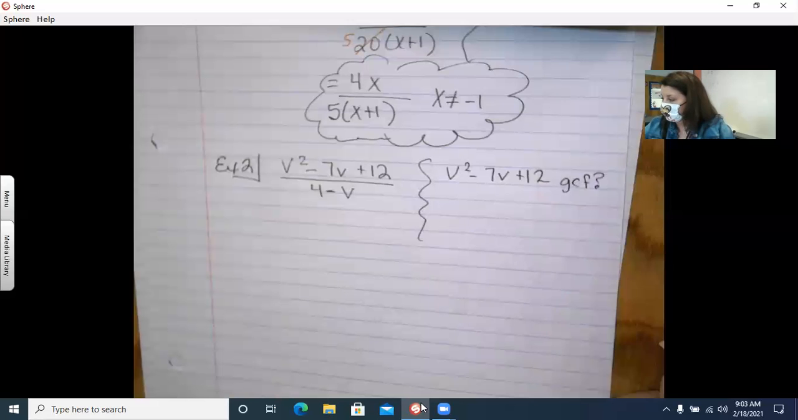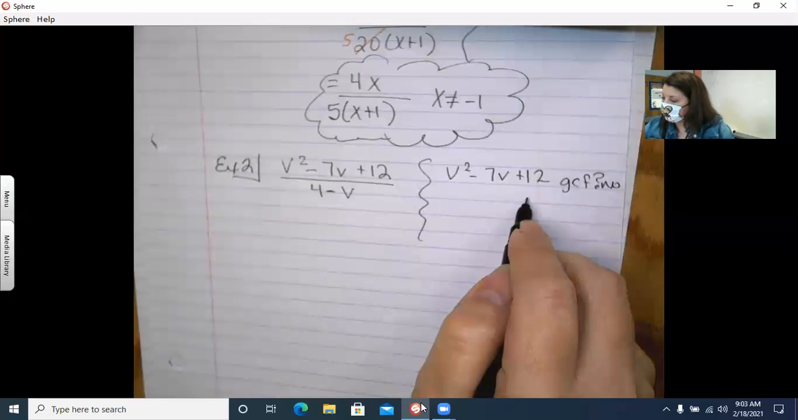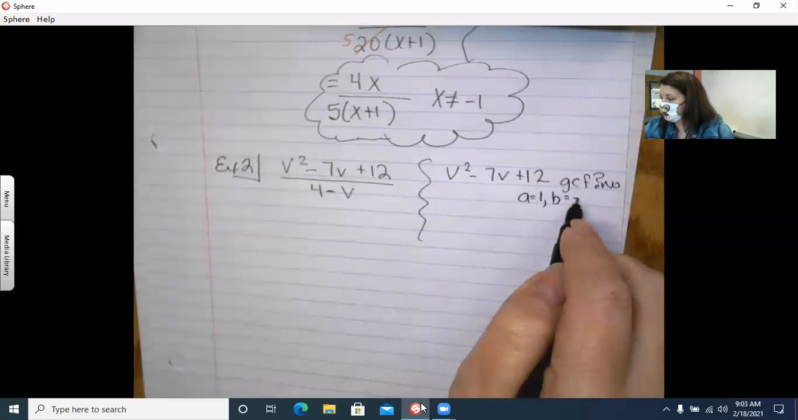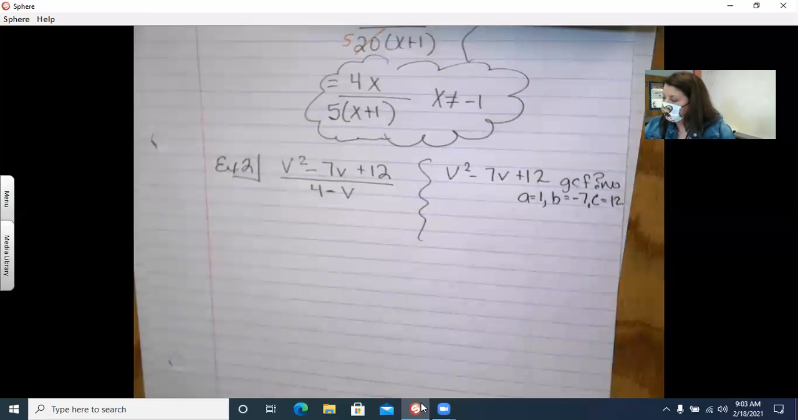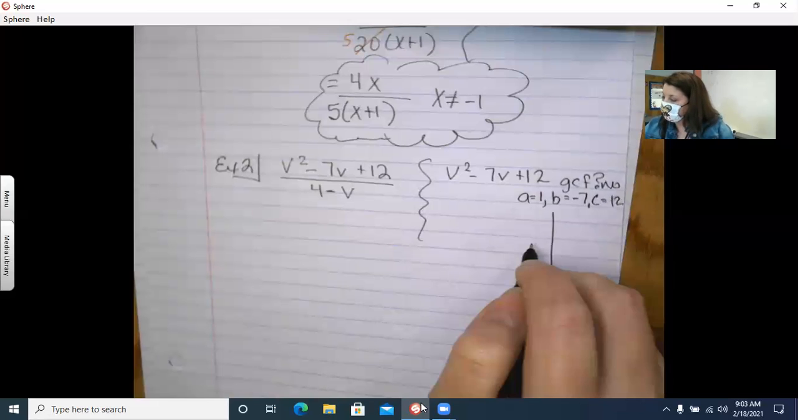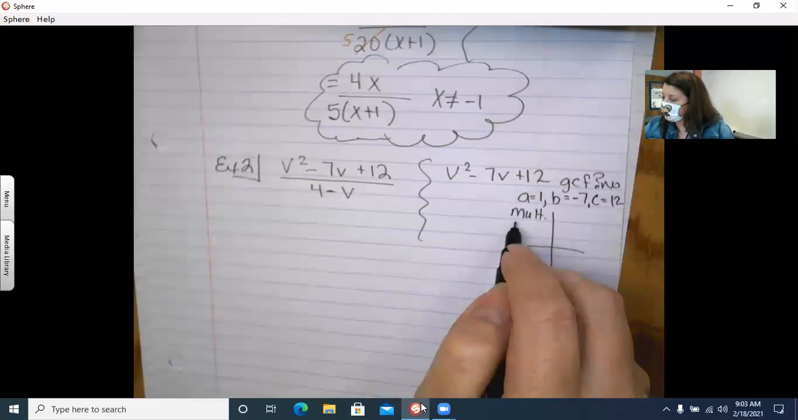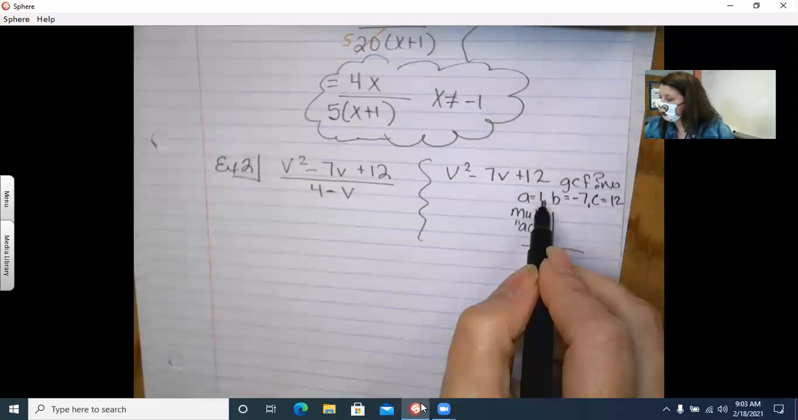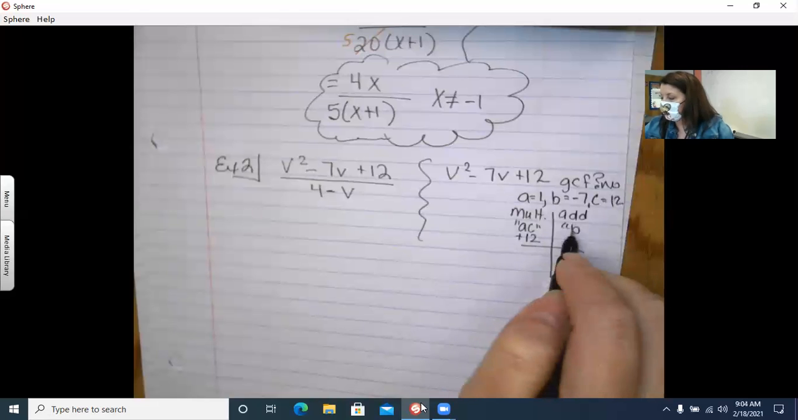No. Okay, what is A equal to? What is B equal to? And what is C equal to? So we're gonna make our little T-chart. And we need on the left side 2 numbers that multiply together to give us A times C. In this case, A times C is positive 12. And on the right side, we need 2 numbers that add to give us B, which is negative 7.